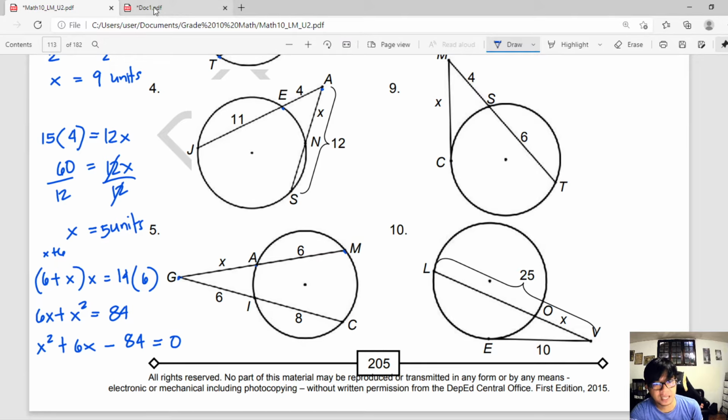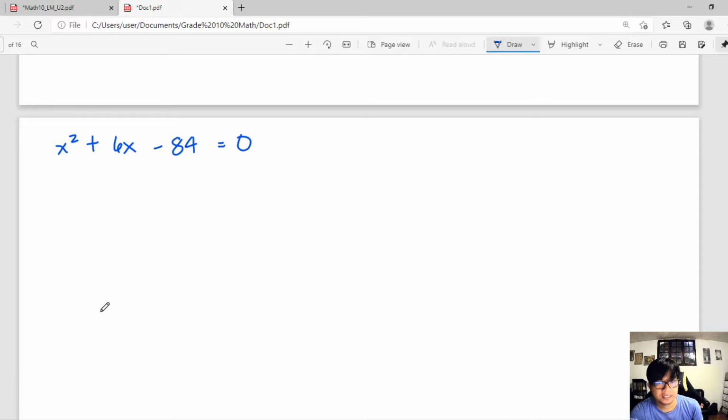X squared plus 6x minus 84 is equal to 0. So from this one, we're going to find the value of our x. Let's recall what we can use here. You can extract the square root, complete the square, factor, or use the quadratic formula.